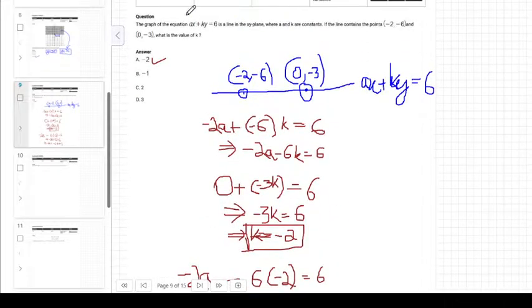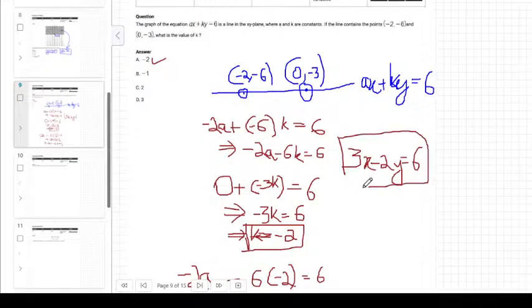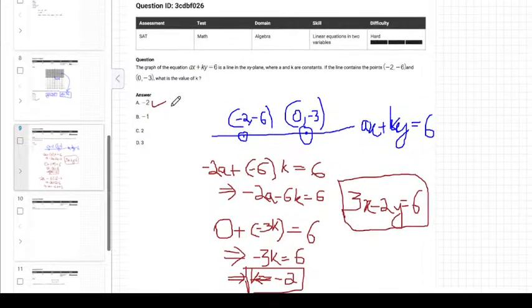So the equation will be 3x minus 2y is equal to 6 after putting in the values. This is the equation of the line. So the correct answer is minus 2, because k is minus 2.